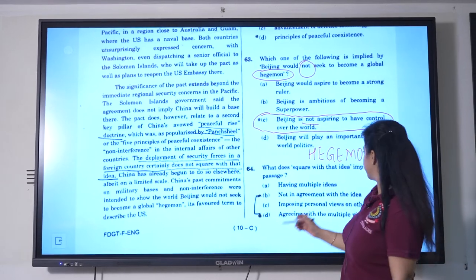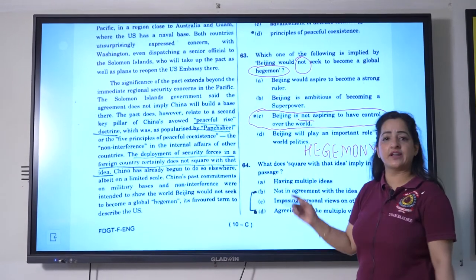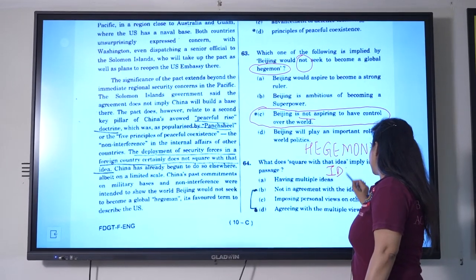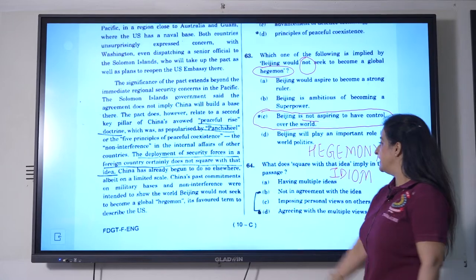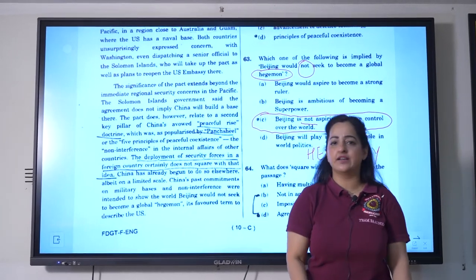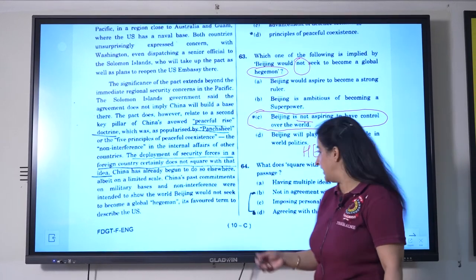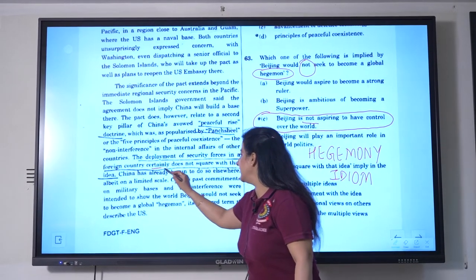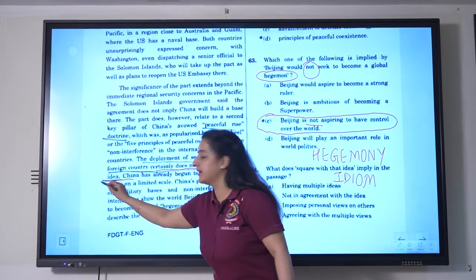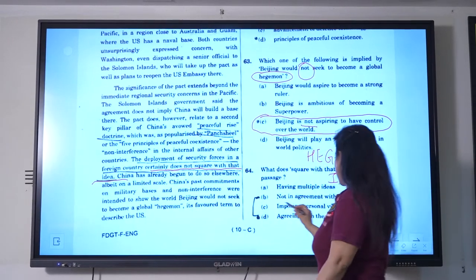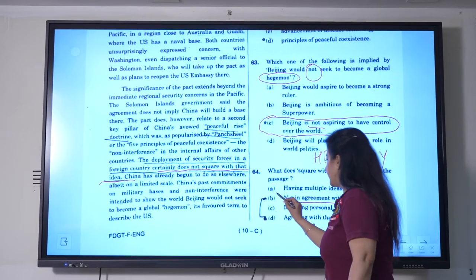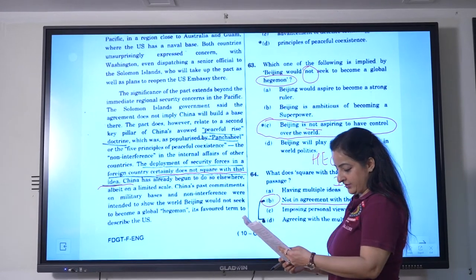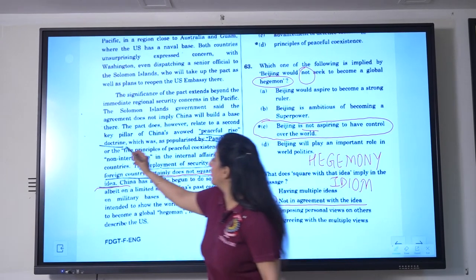Okay. Question 64. What does square with that idea mean? Idiom again. Let's try to see what UPSC has done this time. Idioms here and there. So if you square with somebody's idea, all you do is agree with the idea. But here in the passage, it's written, certainly does not square with that idea. Does not square. So which is why it is not in agreement with the idea. Bravo is the answer.